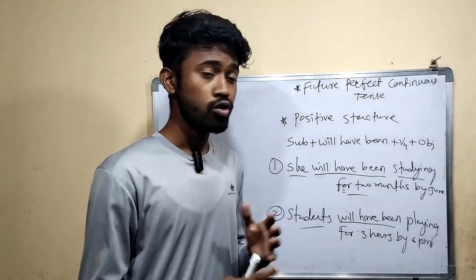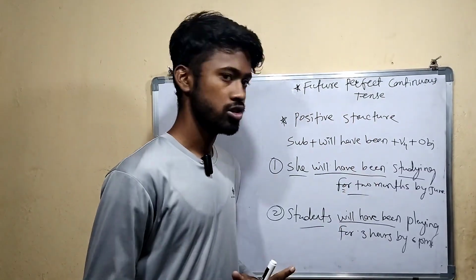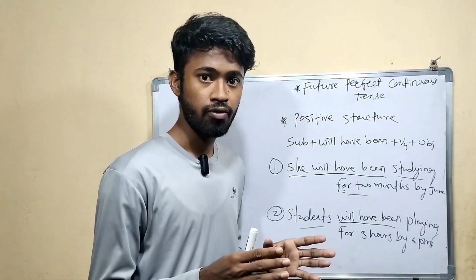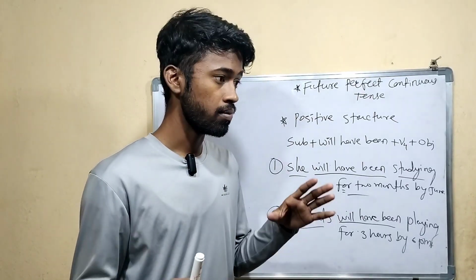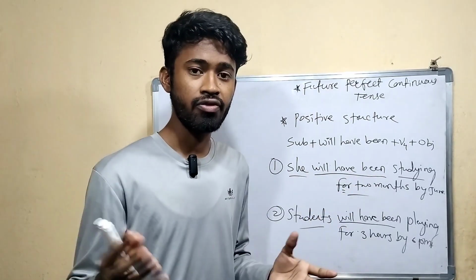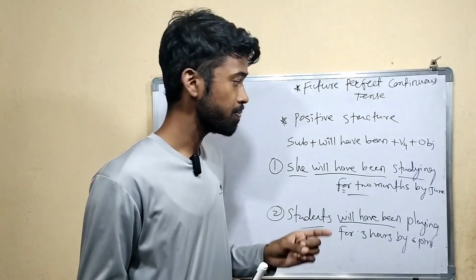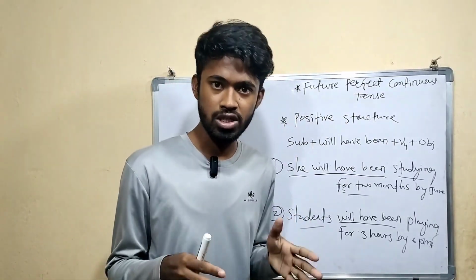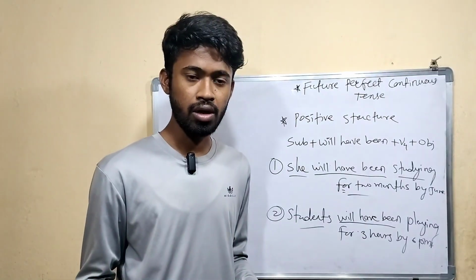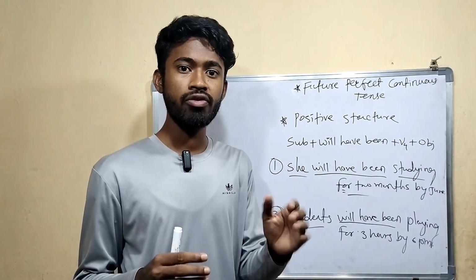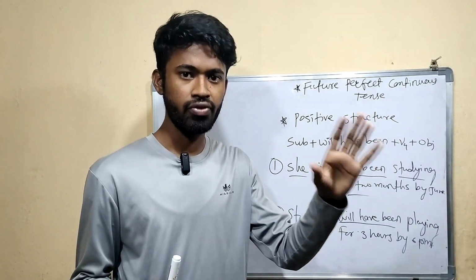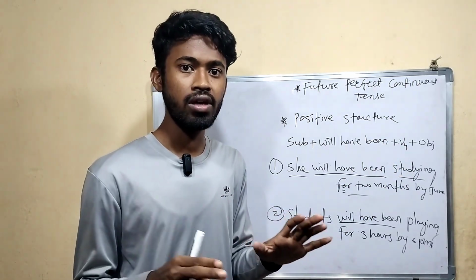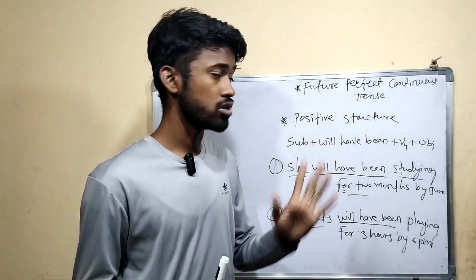So when to use future perfect continuous tense, first we will see that. To tell about an action which will be ongoing before a certain time in the future, we use future perfect continuous tense. Let's say one action started now, and it will be ongoing for a specific time in the future. To talk about that action, we use future perfect continuous tense.